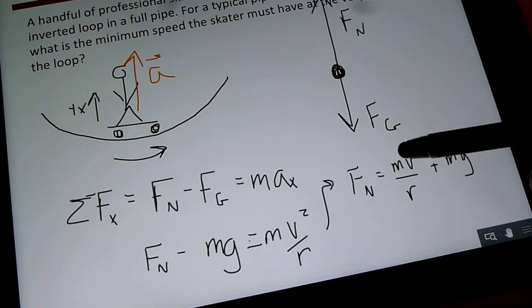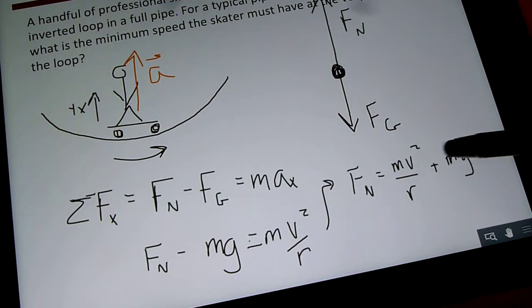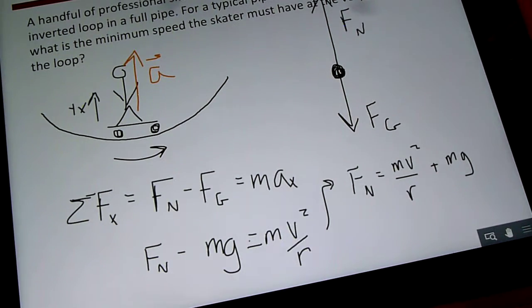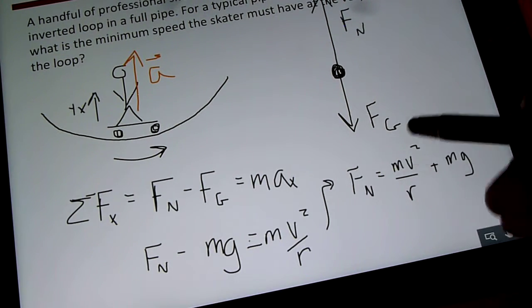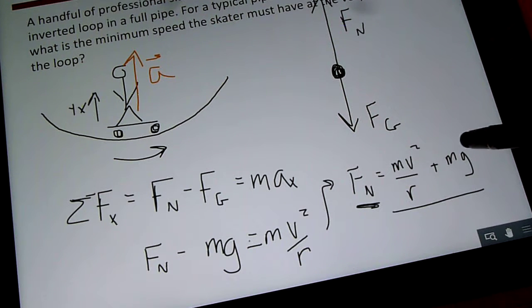So we see no matter how fast I'm going at the bottom of this loop, I'm always adding something to my weight. So I always feel, in finger quotes, heavier. My apparent weight, which is the normal force, is always bigger than my actual weight, just given by mg.